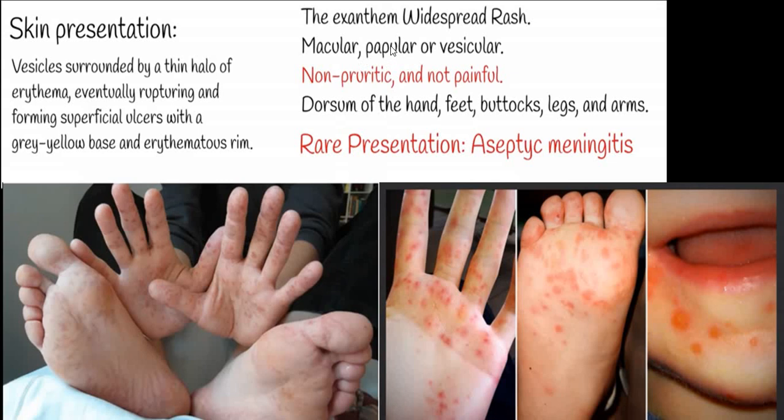The exanthema, widespread rash, macular, papular or vesicular, non-pruritic, by and large non-painful, occasionally painful, mainly seen in the dorsum part of the hand, that is the palm, sole, buttocks, legs, sometimes on the arms. A rare presentation, very rare, is aseptic meningitis. Very rare.